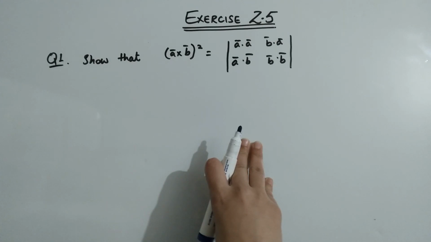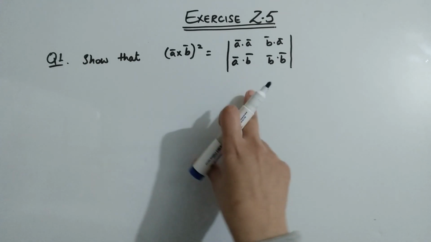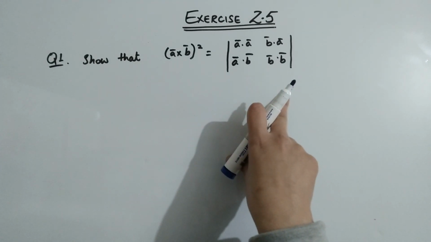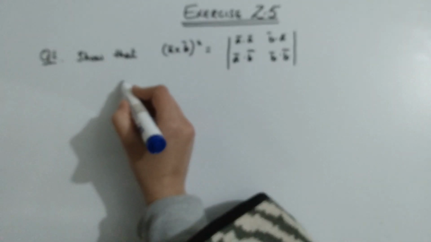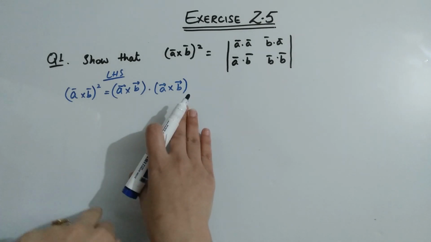Welcome to learner. This is the last exercise of chapter number 2. In question number 1, you have to show that (a cross b) whole square is equal to this determinant. So using the property of a cross product, you can write that (a cross b) whole square can be written as (a cross b) dot (a cross b).